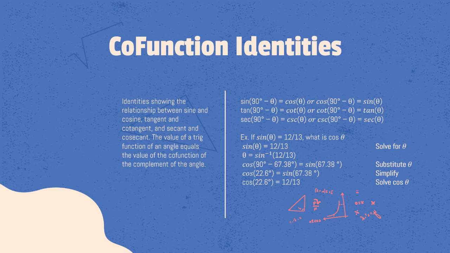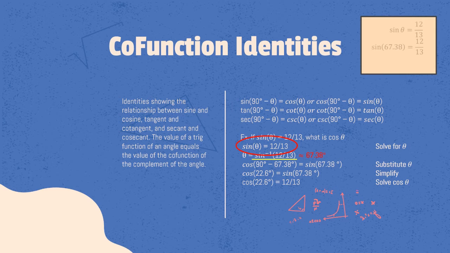For example, if sine theta is equal to 12 over 13, what is cosine theta? So first we have to write down the given and solve for the angle, which is theta. To do that, we need to isolate theta on one side by transposing the sine to the other side. And so now we have arcsine of 12 over 13, which is approximately 67.38 degrees. Now if you want to check your angle, just substitute it to the given right here, and so we have sine theta is equal to 12 over 13.